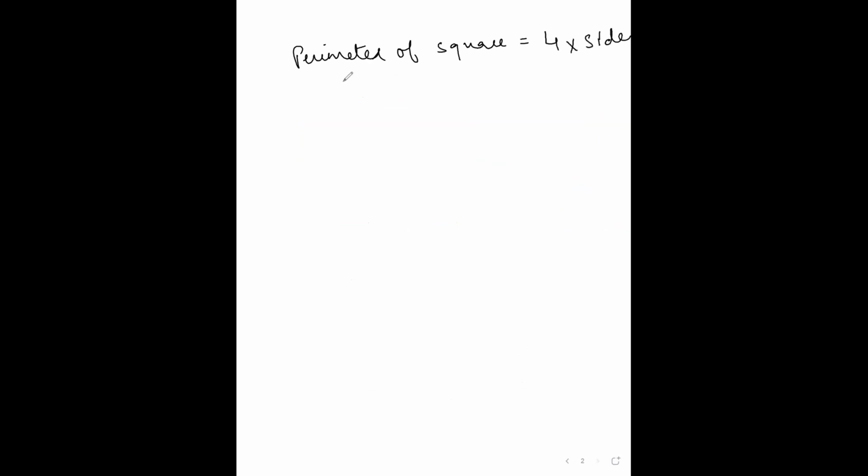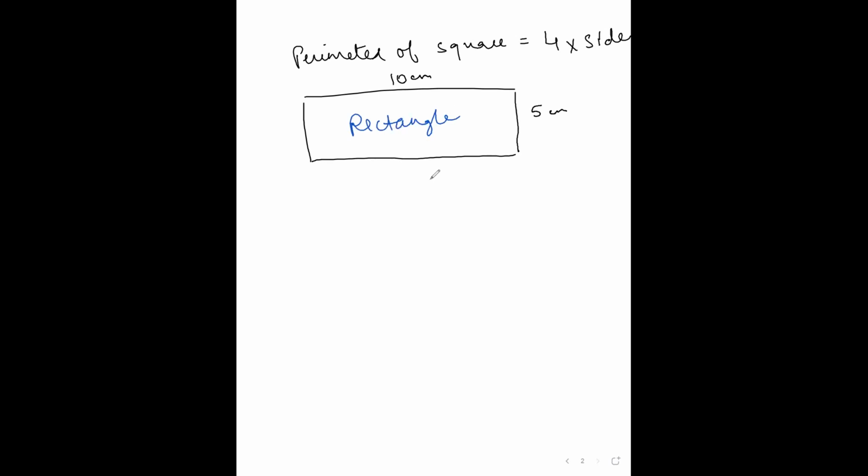Then let's come to the rectangle. You know about this also, right? Let's say the length of this is 10 centimeters and the breadth is 5 centimeters. What is going to be the perimeter? It will be 10 multiplied by 5.